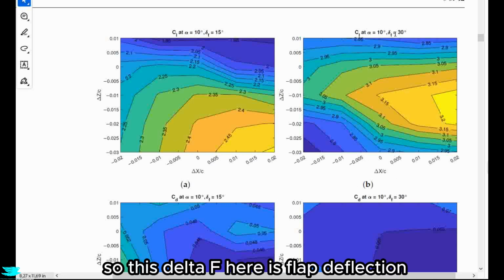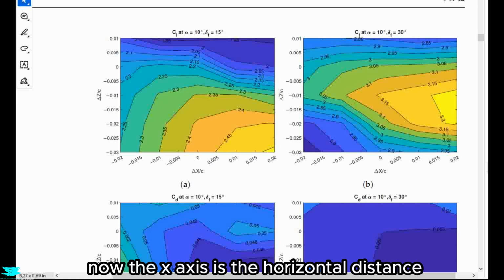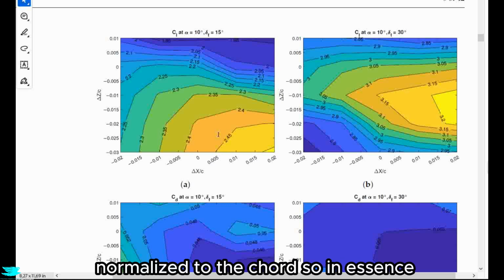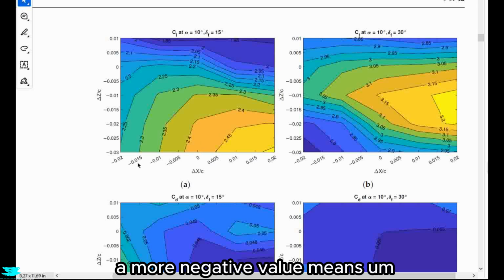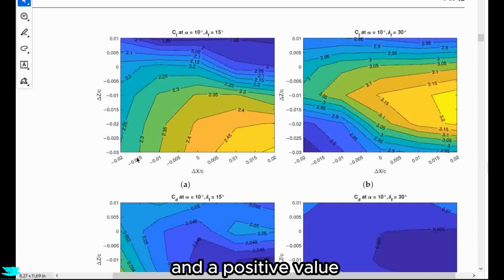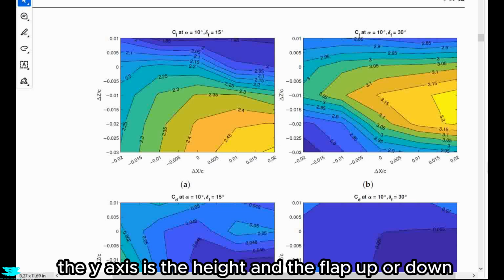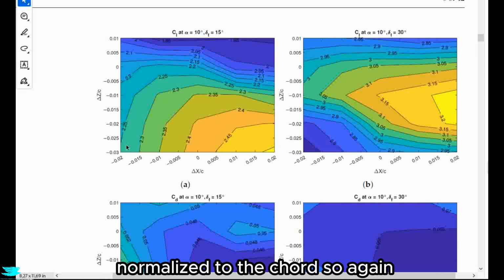So this delta F here is flap deflection, and that is a regular nomenclature for aeronautics. Now the x-axis is the horizontal distance normalized to the chord. So in essence, a more negative value means that the flap is pushed more into the rear of the wing, and a positive value means it is pushed more away from the wing. The y-axis is the height, the flap up or down, normalized to the chord.